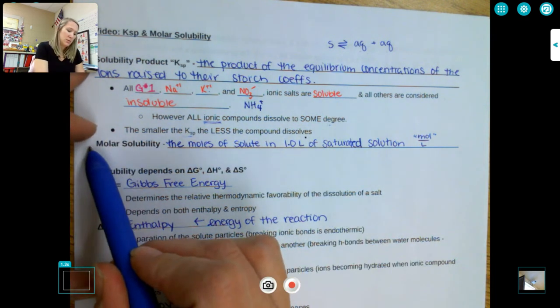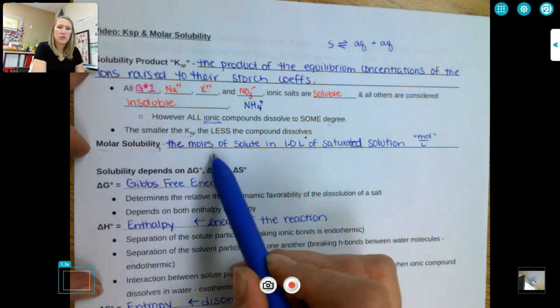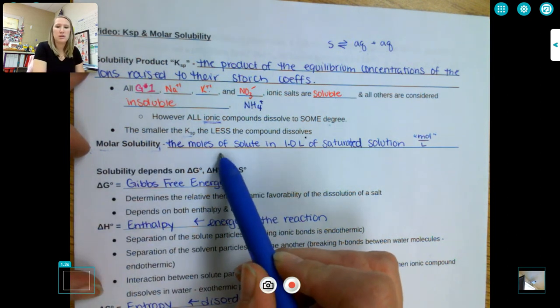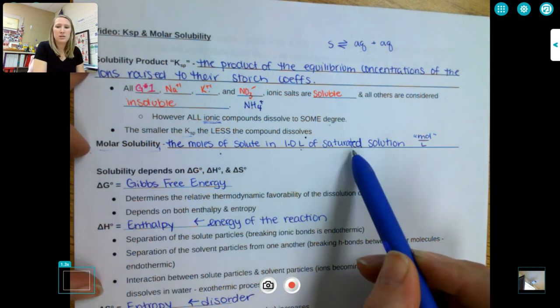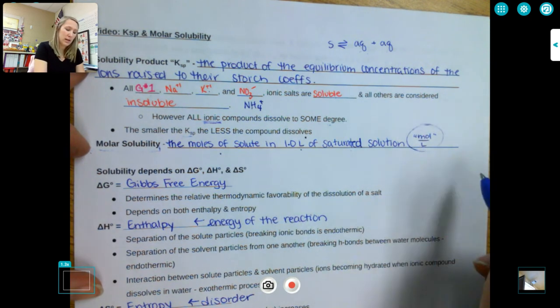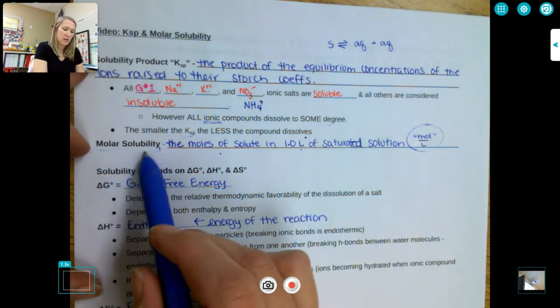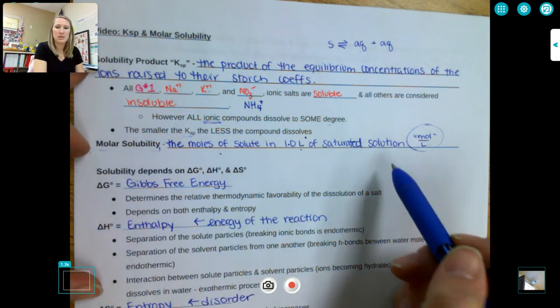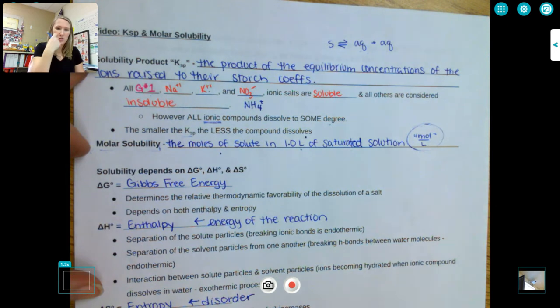So we talk about things in terms of their molar solubility. So the moles of a solute that are dissolved in 1 liter to make a saturated solution. And just remember that this is how we get this molarity of moles per liter, is really the molar solubility, how many moles have been dissolved in that saturated solution.